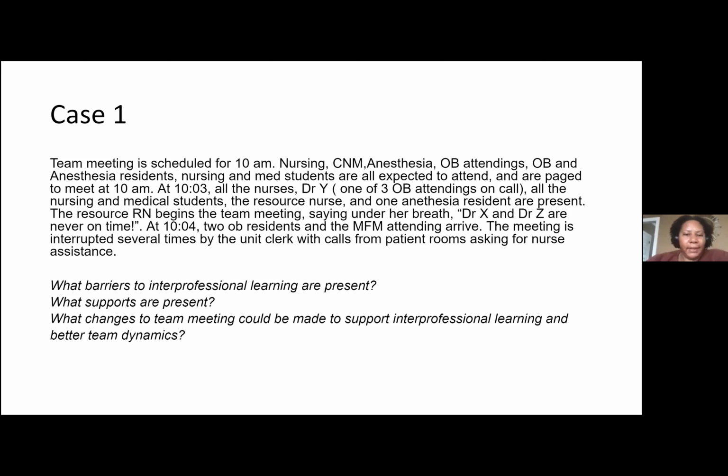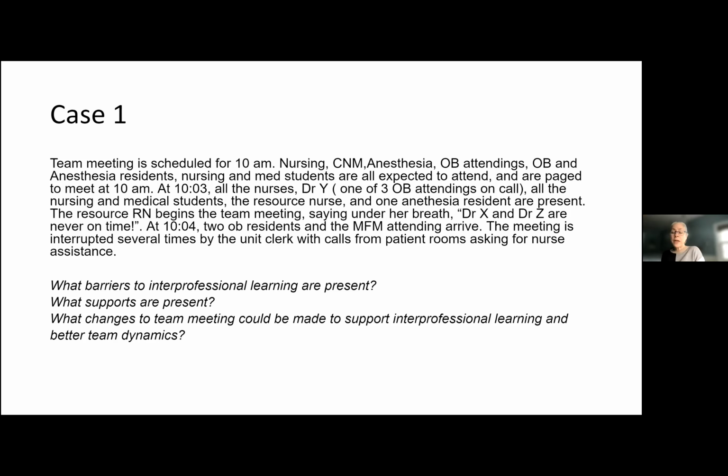I guess if the other two attendings are never on time, either addressing it to see if it's an expectation issue where they didn't think they needed to be on time, or is it that this time for the meeting actually never works out with their schedule due to other responsibilities, and should the meeting just be moved to a different time to accommodate them?